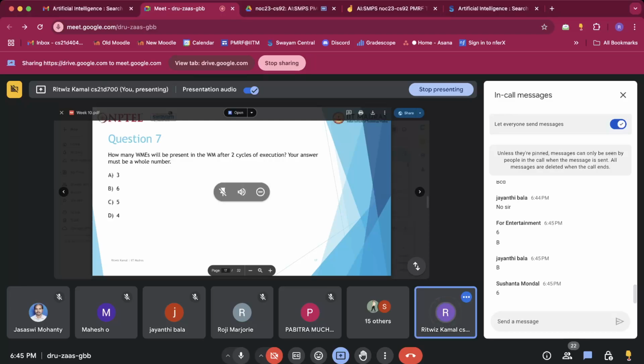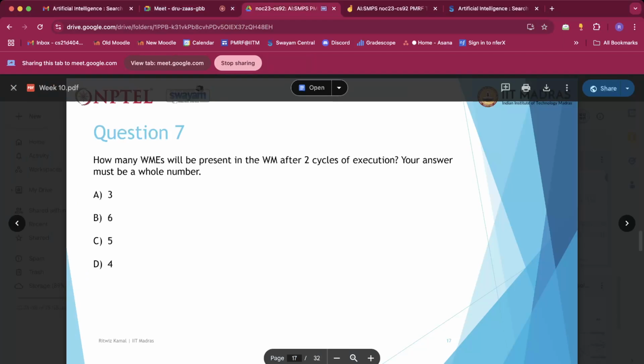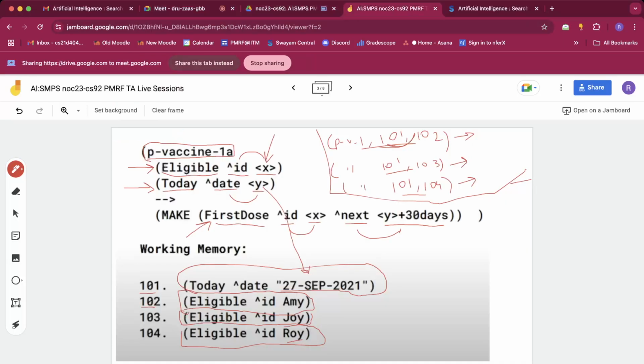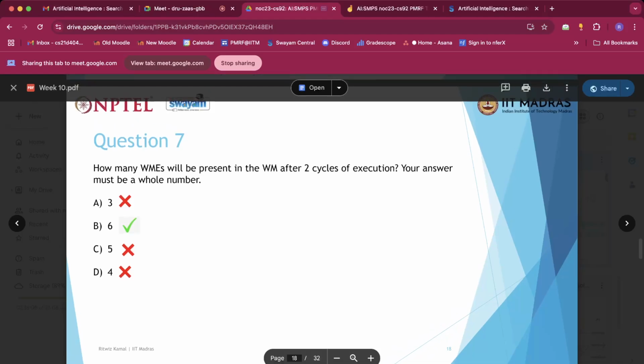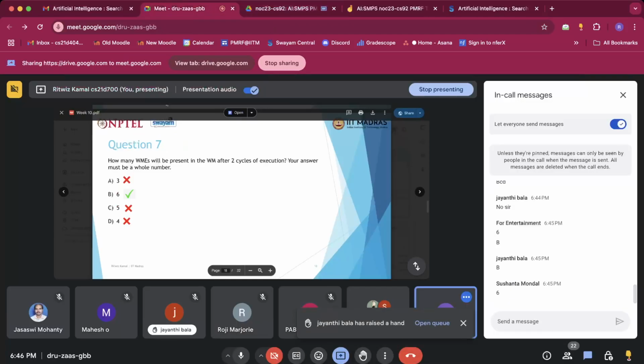B, that's right. As many of you answered in the chat box, we already had 4 elements in the working memory, and the moment one of these rule and working memory element tuples is selected to get fired, another element will be added, 105, and the second time it is fired, 106 will be added. So the total number of elements will be 6 now. Yeah, there was a hand raise.